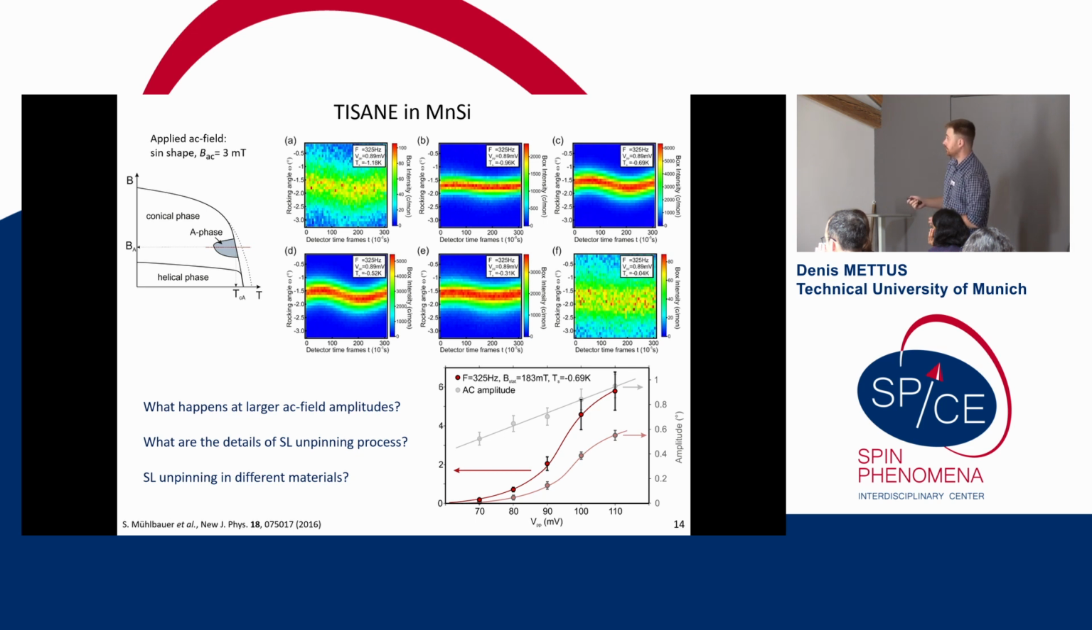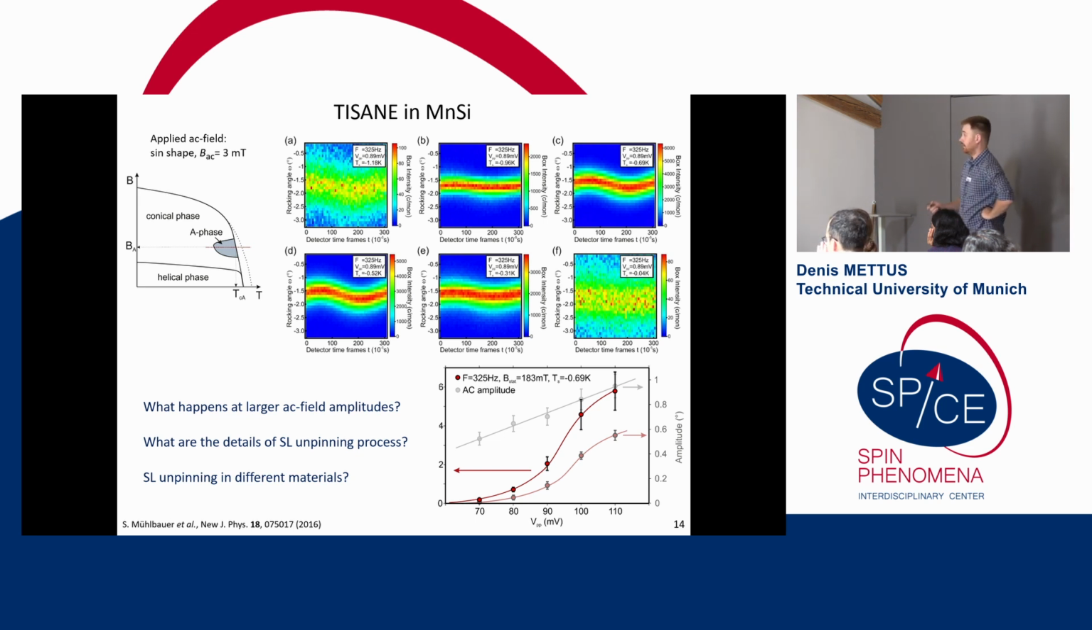So they made several measurements also as a function of AC field amplitude, and they constructed such a line, where this is the amplitude of the AC field in units of voltage on the coils, and I think this is the amplitude of the skyrmion motion. What is important here is that you need to apply a certain AC field to set it into motion.